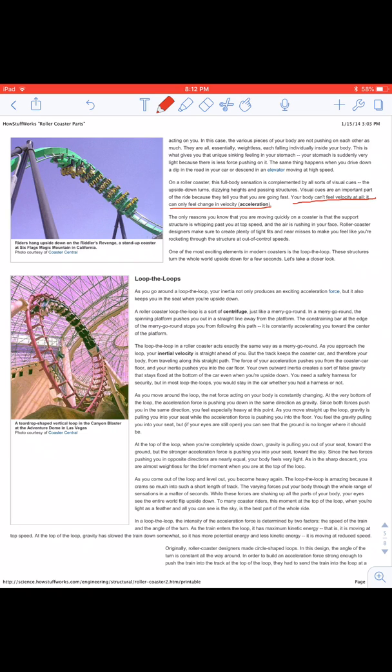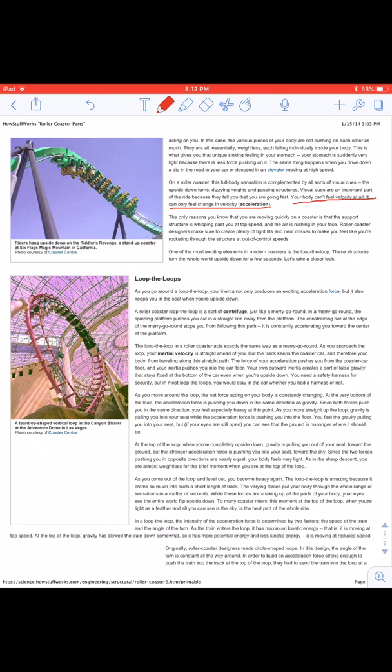All right. The only reasons you know that you are moving quickly on a roller coaster is that the support structure is whipping past you at top speed and the air is rushing in your face. Roller coaster designers make sure to create plenty of tight fits and near misses to make you feel like you're rocketing through the structure at out-of-control speeds.